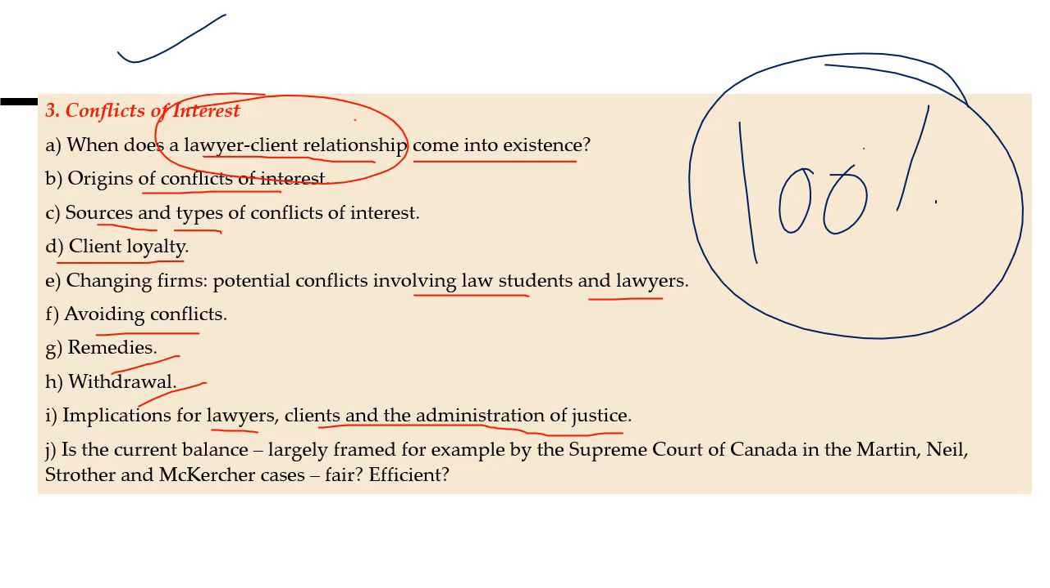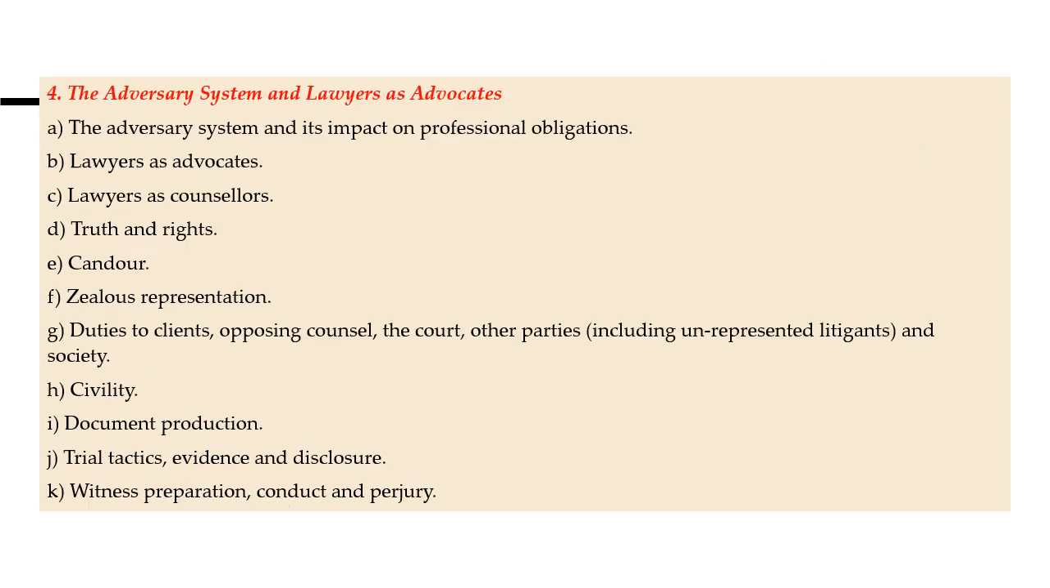Is the current balance largely framed by the example of the Supreme Court of Canada in Martin, Neil, Strother? So we'll be following all these four cases. Lastly, this way of conflict of interest formulation, the balance that these cases have put forth, is this sufficient? Have these cases done their job in clearing up the picture related to conflict of interest? So we will see that.